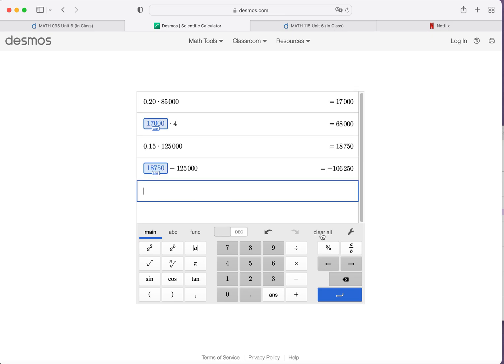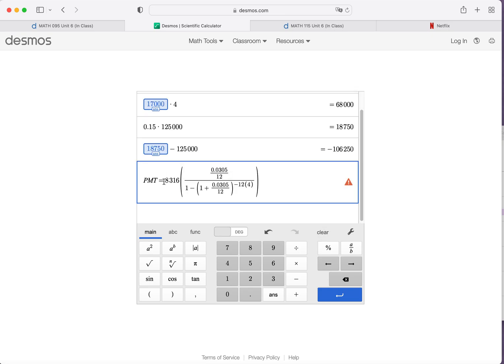Oh, it says right there in great big letters: take off this PMT on the front. Take that out of there. 8316 on the front, little fraction up top, a long complicated denominator. Here's $184.25. That's what the monthly payment should be.